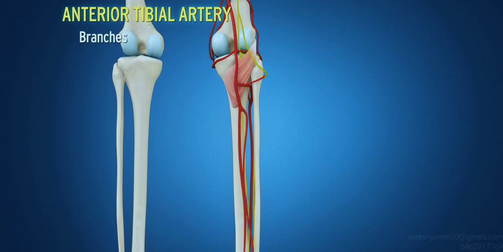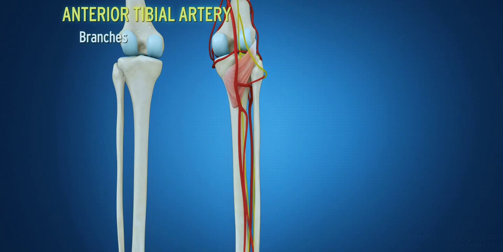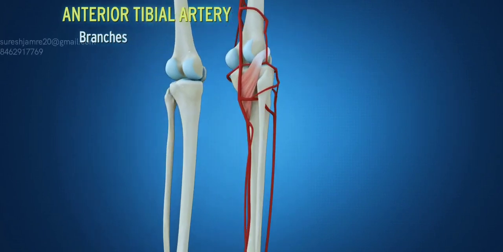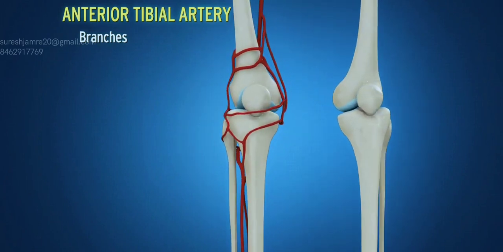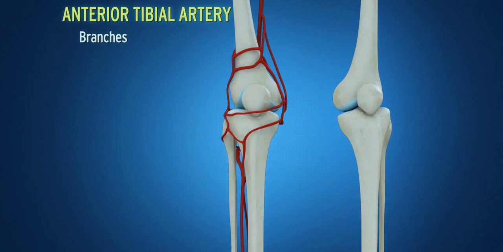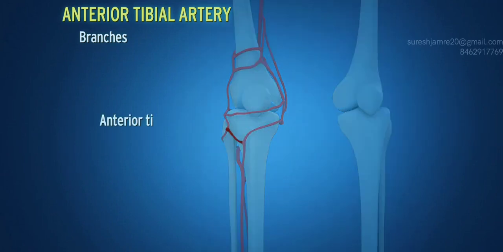Branches. Posterior tibial recurrent arteries. It ascends anterior to popliteus, with the recurrent nerve to that muscle, anastomosing with the inferior genicular branches of the popliteal artery. It supplies the superior tibiofibular joint.